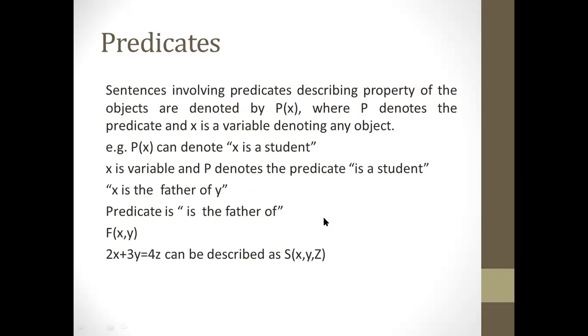Now let's see, what are predicates? Sentences involving predicates describing the property of objects are denoted by P of X. You read it as P of X. When it tells about the property of any object, then you denote it by P of X, and that is your predicate. So a predicate basically describes the property of the object.